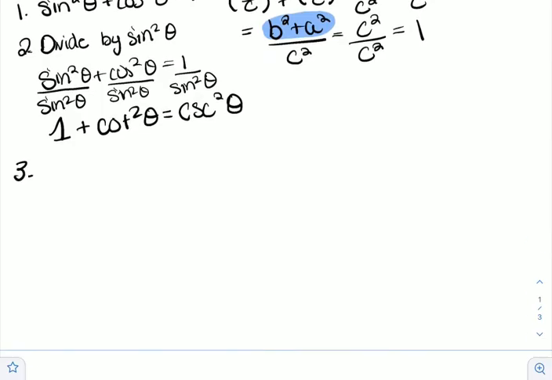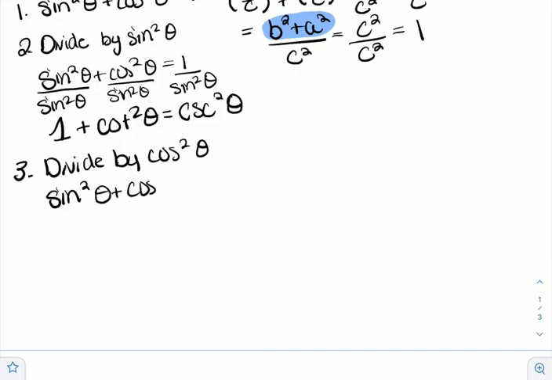The third is instead of dividing by sine squared, we can divide by cosine squared. So we take our original identity, sine squared plus cosine squared theta equals 1, and we divide everything by cosine squared instead.